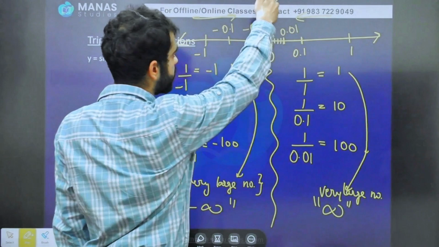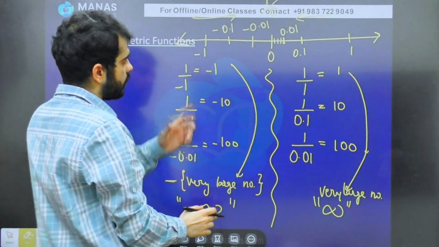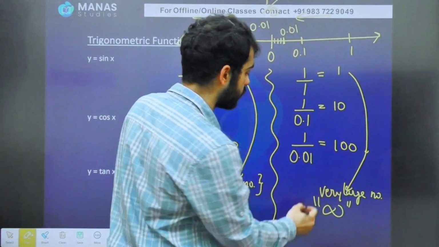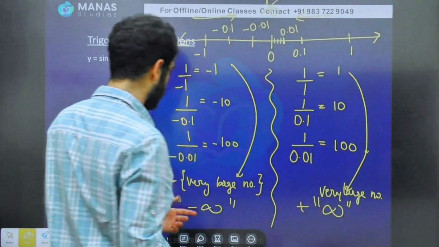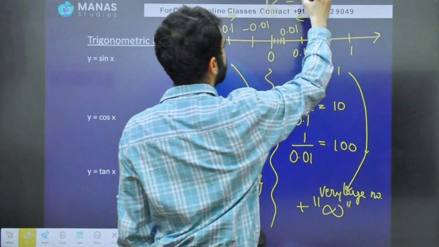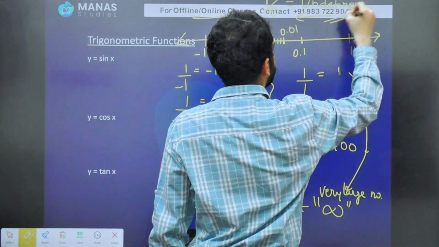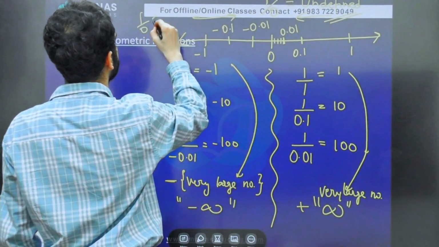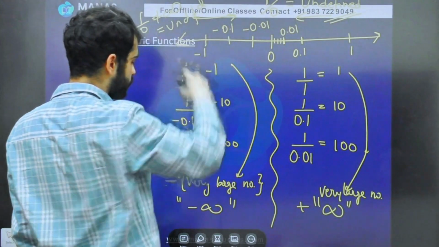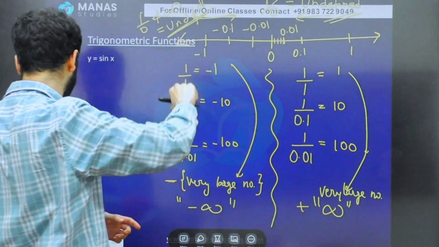Now if 1 is divided by 0 and I approach 0 from the left hand side, then it's a negative large number. Magnitude is a large number. And if I approach 0 from the right hand side, then that is another large number, but this time with a positive sign. So because we cannot clearly say whether it's going to be negative or positive, therefore 1 upon 0 is called undefined. 1 upon 0 is not infinity, it is undefined. 1 upon 0 can either be positive or negative, therefore it is called undefined. It is not equal to infinity.